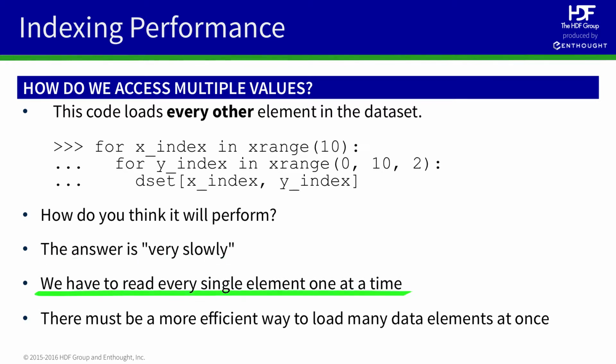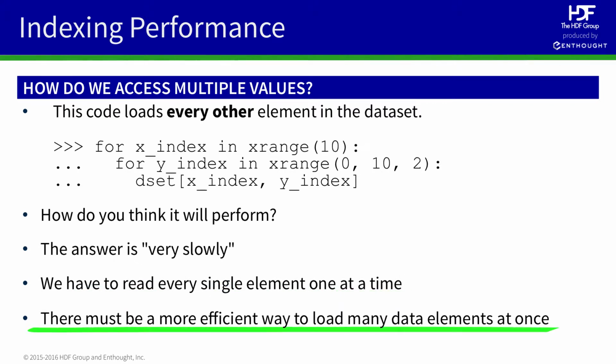Because this code reads element by element, HDF5 has to translate that request into a portion of the disk, find it on disk, read it, perform type conversion, and then return the data again and again and again. So we need a more efficient way to load multiple elements at once.